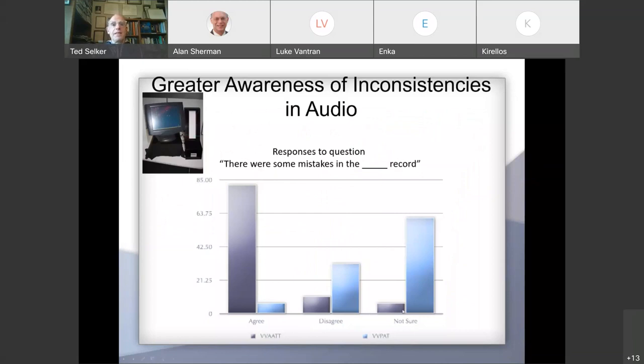The VPAT is the blue. That's the verified paper trail. There were some mistakes in the record. Okay, that's the question. And the VVAT people, they heard it. The VPAT people did not.